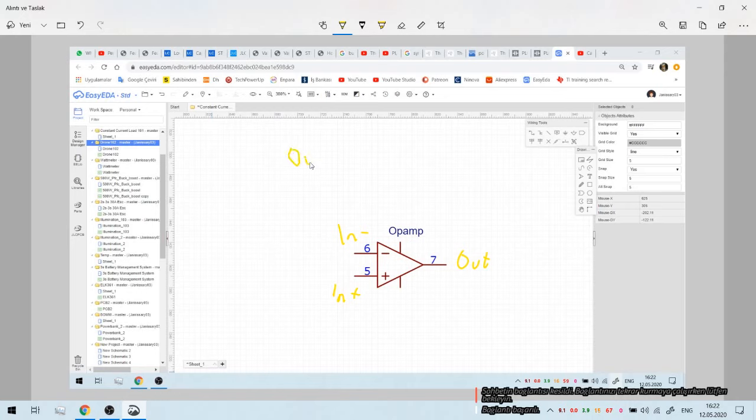V out, output voltage, equals in plus minus in minus times G. It is the open loop gain of the op-amp. It is very high, like 10 over 5, 10 over 6 mostly. Okay, it's basically an op-amp.